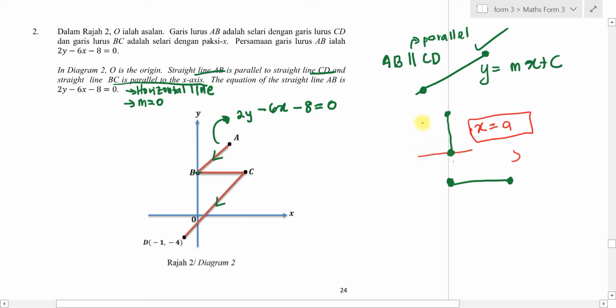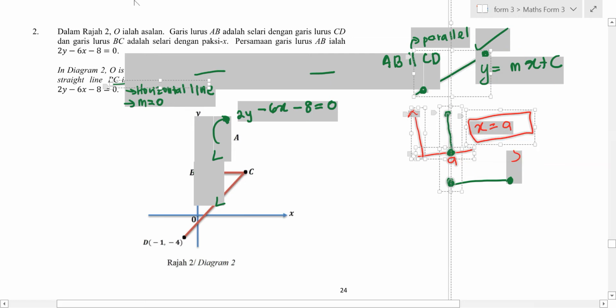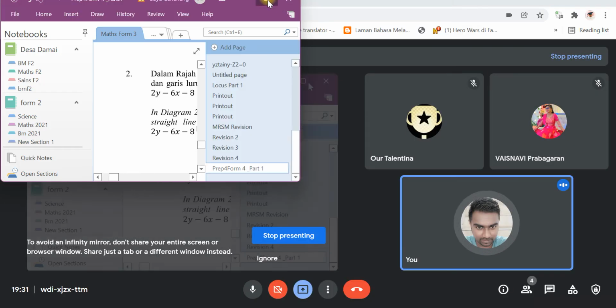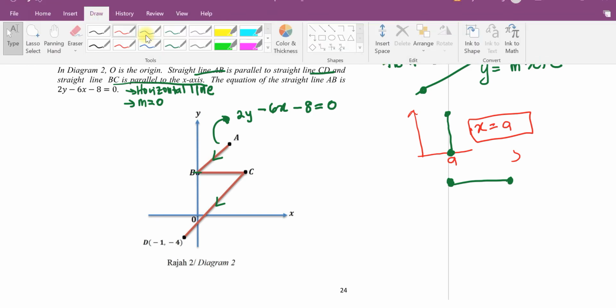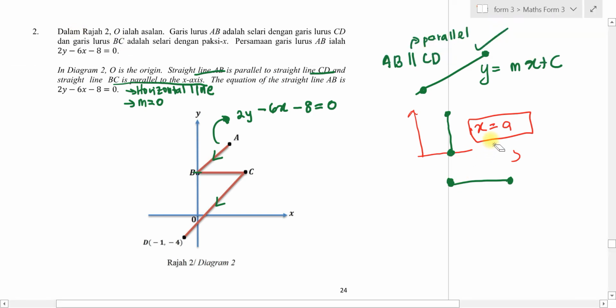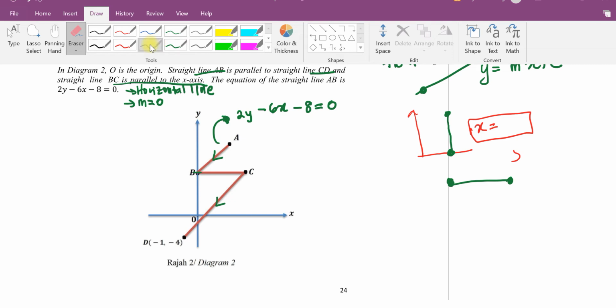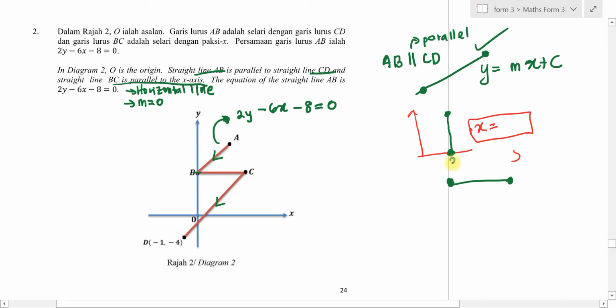Let's say this point A is here. If instead of A there is 3, then x equal to 3. Okay, I put some friendly figures here. For example, let's say this is 3, so x equal to 3.